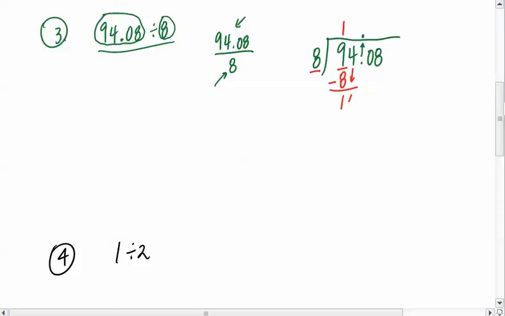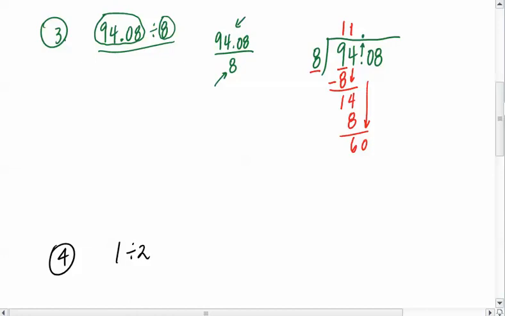Now I'm going to bring down the 4. 8 goes into 14, only one time. So there's 8, there's 6. Now I'm ignoring the decimal. You notice I'm just moving right past it, ignoring that decimal. That's what you're supposed to do in dividing with decimals. Ignore it.